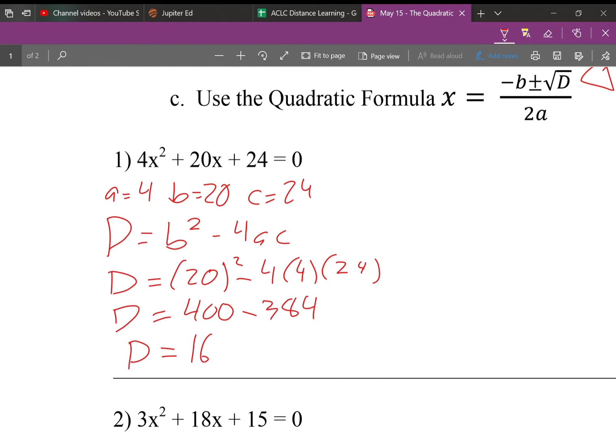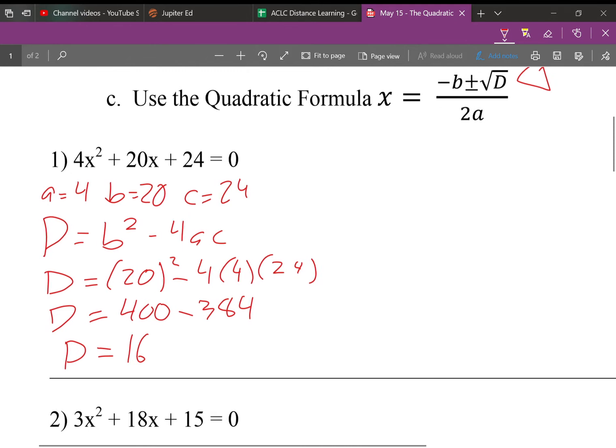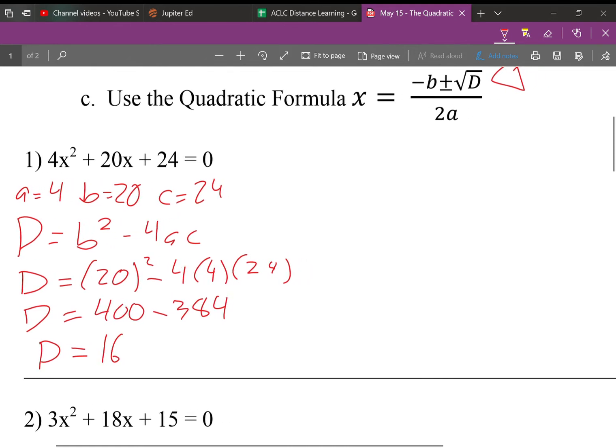Now, I didn't ask you this in the paper, but you should remember that if d is a positive number, we expect there to be two solutions. And that's what we're going to find. So now let's look at our little equation up here. It says x equals negative b plus or minus the square root of d over 2a.